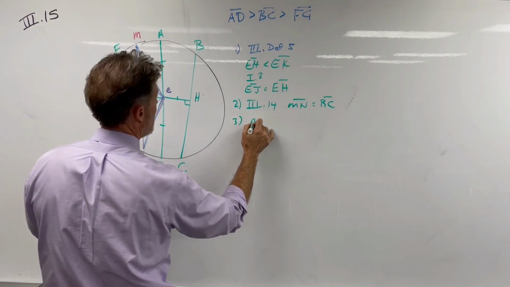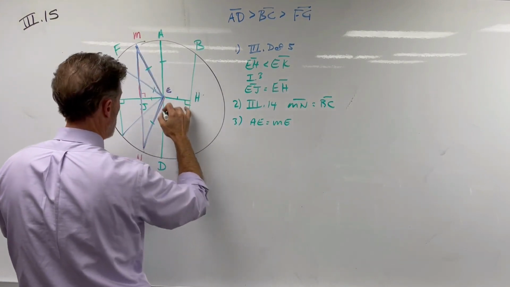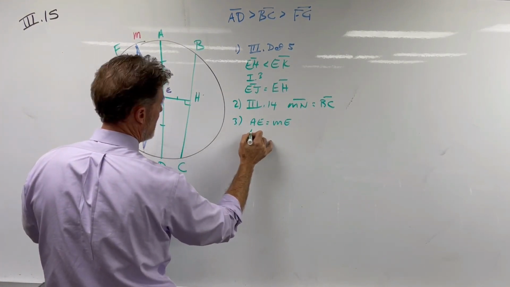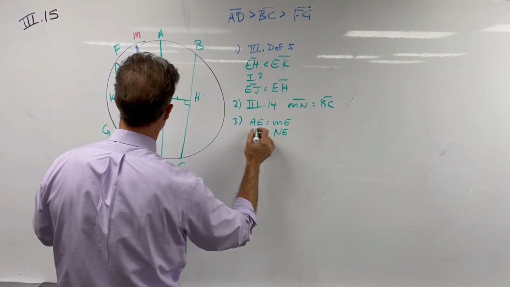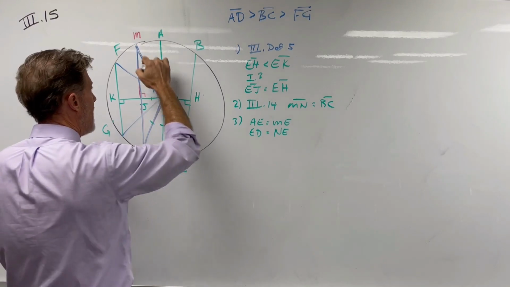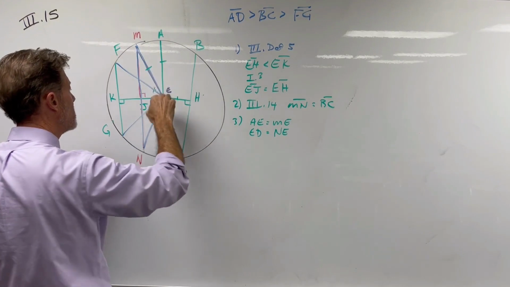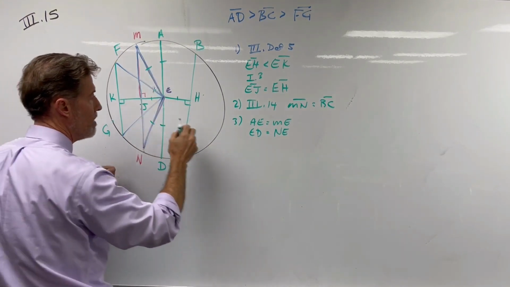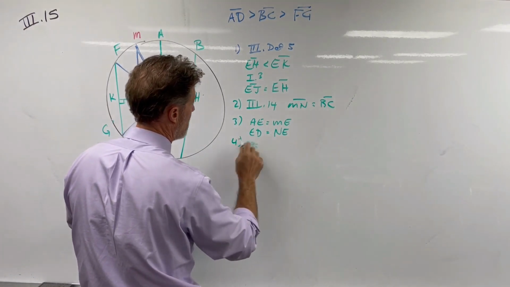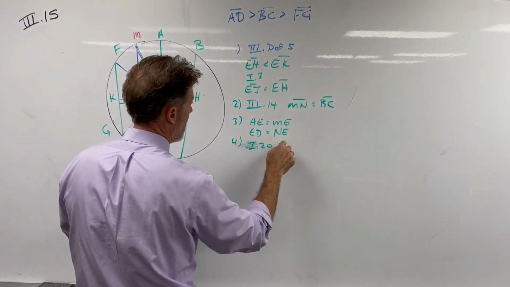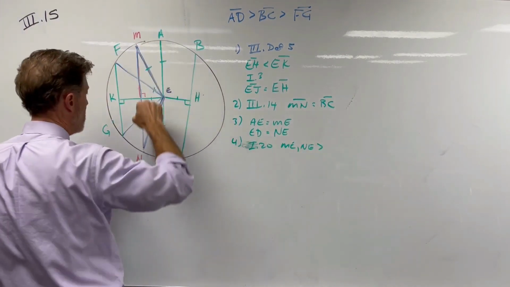So we'll say that AE is equal to ME, and ED is equal to NE. And ME and NE are the two sides of this triangle. And we know that any two sides taken together in any manner are greater than the third. So we know, and this is from book 1, prop 20, so the combination of ME and NE has to be greater than the third side, MN.